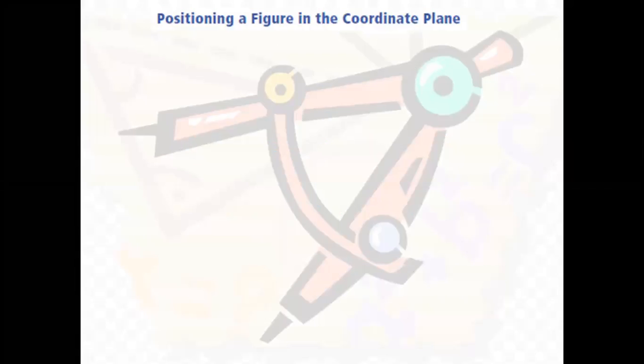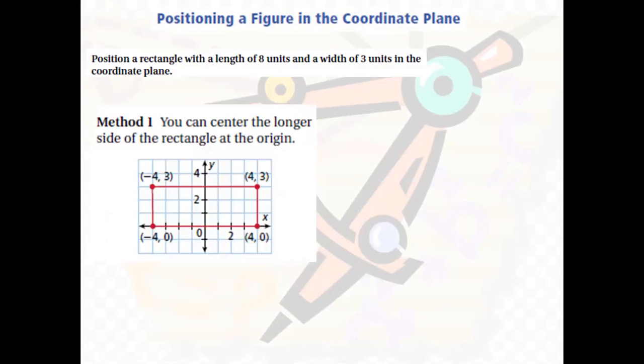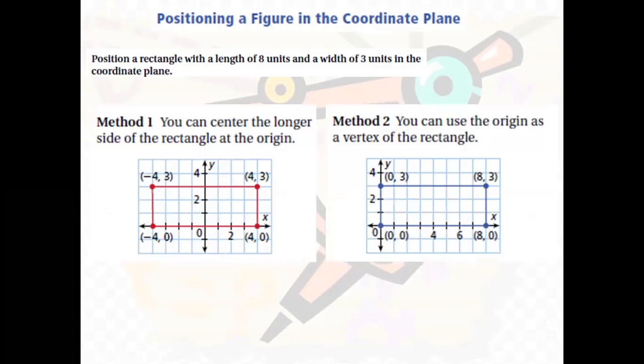Okay. For a quick review, definitely if you don't watch that video, you are not going to understand what we have done here. But if you have watched, this is going to be a quick review. You needed to position a rectangle with a length of 8 units and a width of 3 units in the coordinate plane. Now you have two ways. You can either center it along the origin. From the origin, you can take 8 units to the right, that's the length, and the width of 3, and then complete the diagram, that is, complete the rectangle.